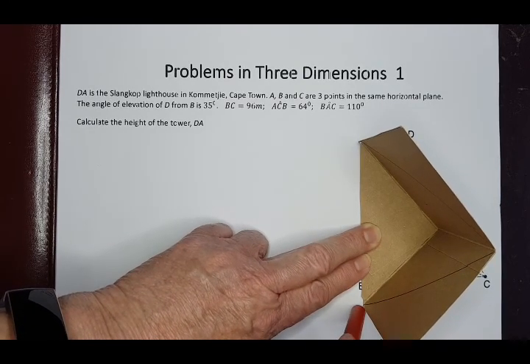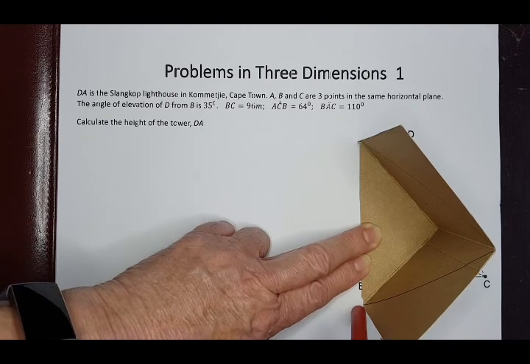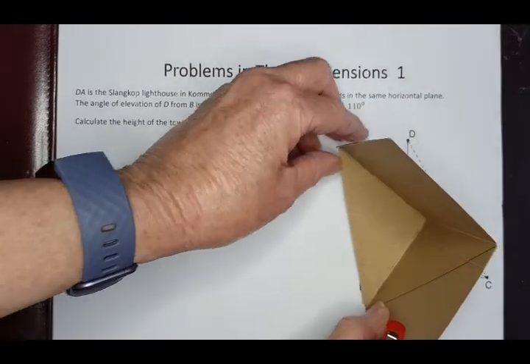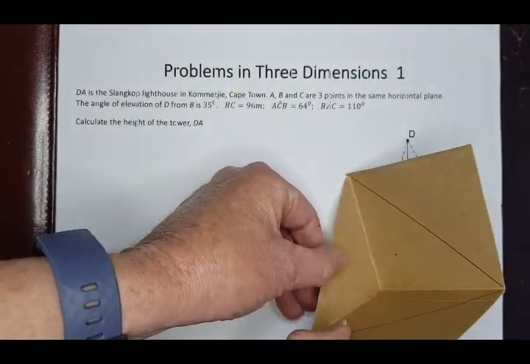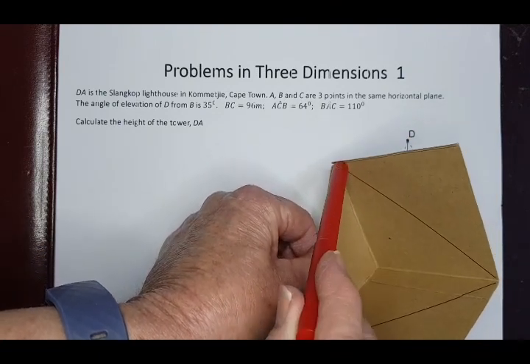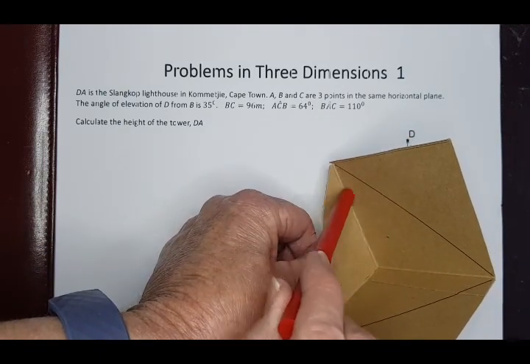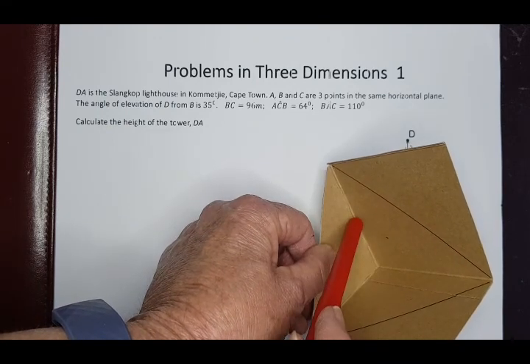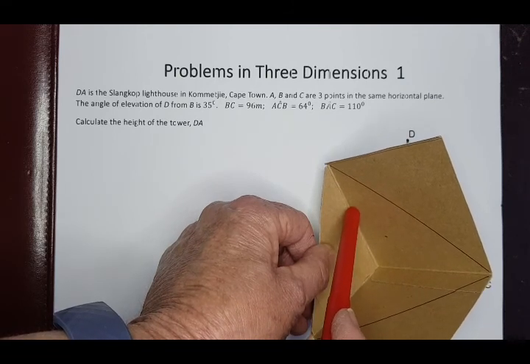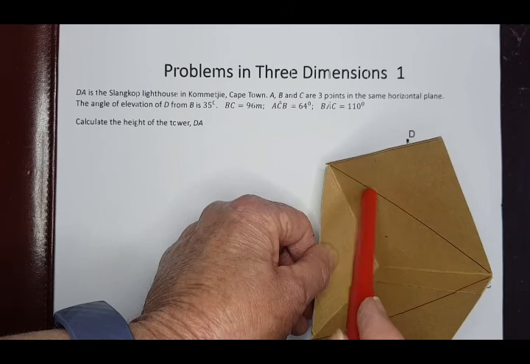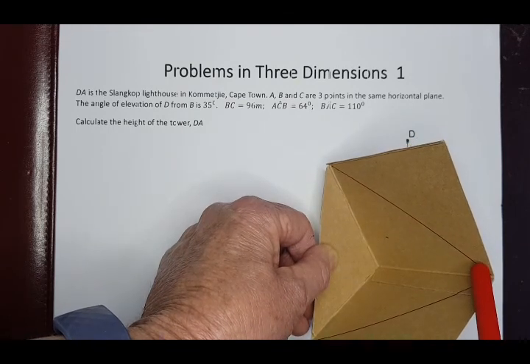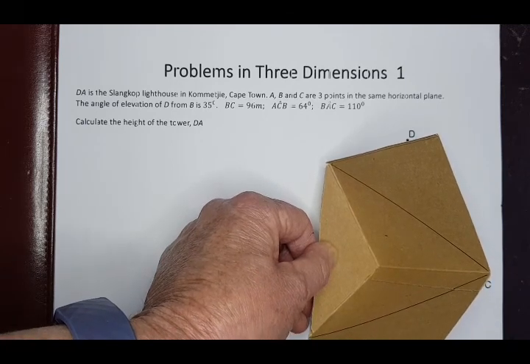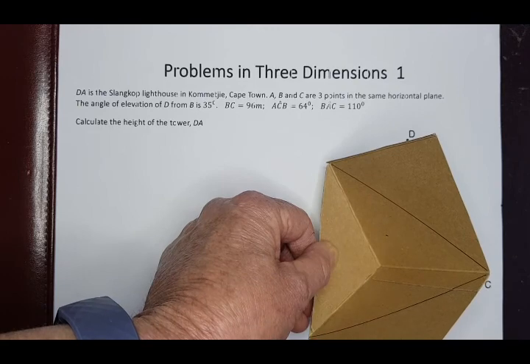Now, the angle of elevation of D from B, all right? So, if, for example, this point over here is point B, when you stand at B and you look at the lighthouse, you are looking along that line over there. The angle through which you look up is the angle from the horizontal up to that line that joins point B and point D. Now, we somehow have to find a way of drawing this in 2 dimensions.